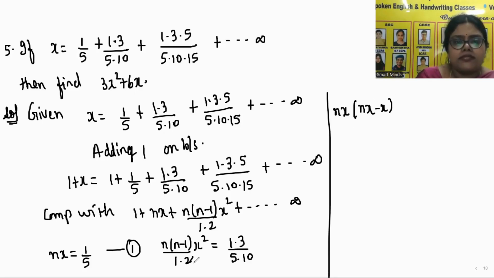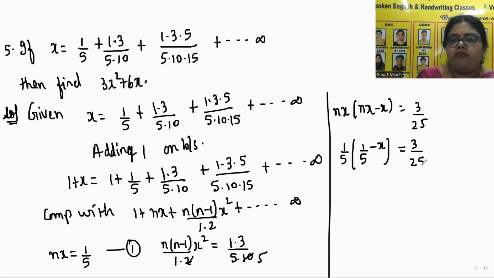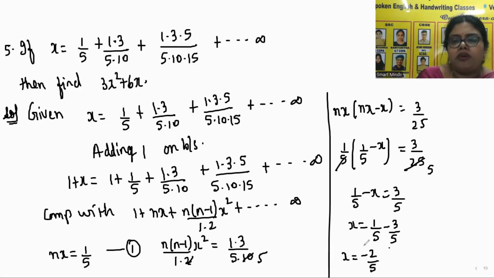Over here we can cancel, 2 ones are 2, 2 fives are 10. So that is equal to 3 by 25. Now from equation number 1, we have nx as 1 by 5. So I'm substituting here. So 1 by 5 into (1 by 5 minus x) is equal to 3 by 25. Now 5 ones are 5, 5 fives are 25. So 1 by 5 minus x is 3 by 5. So x is equal to 1 by 5 minus 3 by 5. So x is minus 2 by 5.